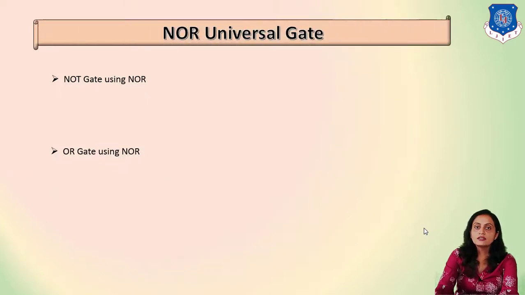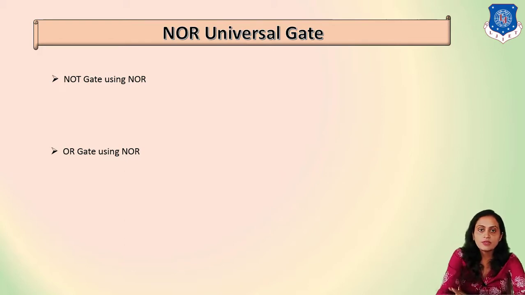Now we will prove that the NOR gate is a universal gate. Now you all know the procedure. So we are going to follow the same procedure to prove that the NOR gate is a universal gate. So we will design first NOT gate using NOR gate. The equation is Y is equal to A bar.